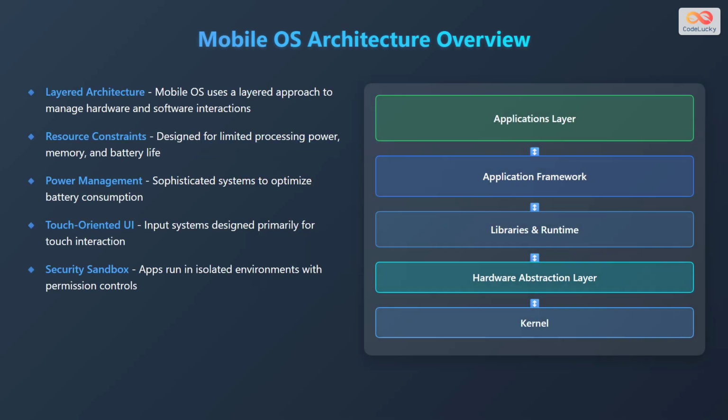Mobile operating systems use a layered architecture to effectively manage interactions between hardware and software components. These operating systems are designed to operate under resource constraints, which includes limited processing power, memory, and also battery life. Power management is crucial, and mobile operating systems employ sophisticated systems to optimize battery consumption. The user interface is touch-oriented because the input systems are primarily designed for touch interactions. To ensure security, applications run in isolated environments known as security sandboxes with defined permission controls.